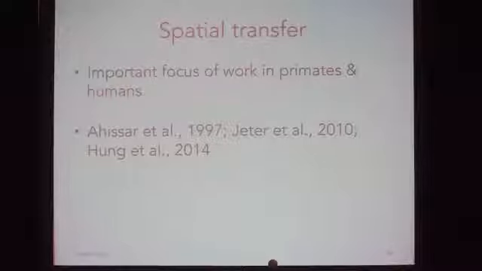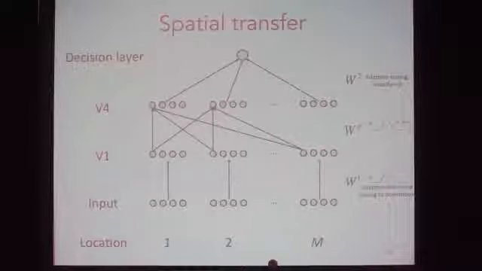Okay, and finally, a key focus in experimental work is spatial transfer. So suppose I train you at one position, but then test you at another position. They found beautiful patterns for how you will transfer to these different locations. So what I'm going to do is take that minimal model, but now replicate it at m different locations, and then I'm going to add in some spatial pooling.